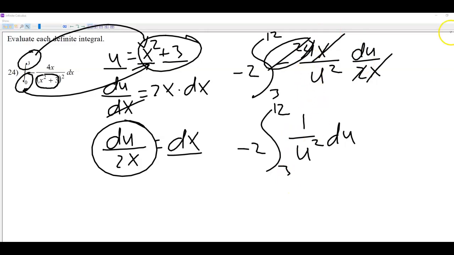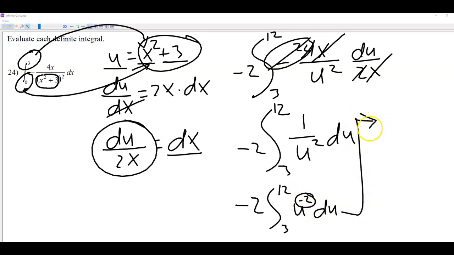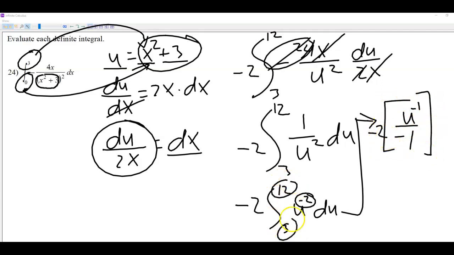And the rest of it is basic integration. So the first thing I would do is move that u squared up into the numerator with a negative power. And then we would do the power rule for integration, which is where you add 1 to the power, and then you divide by that value. And we don't want to forget our negative 2 in the front, and also these two limits of integration here.